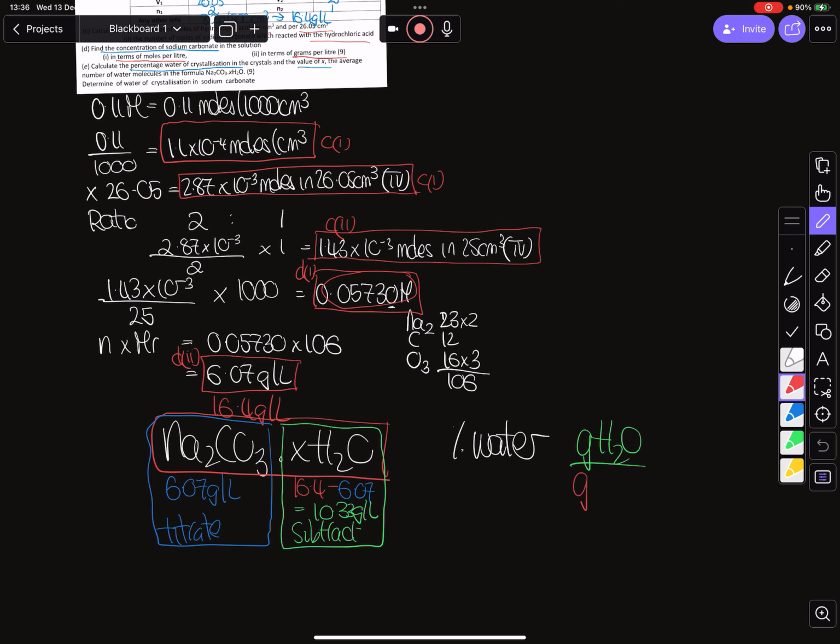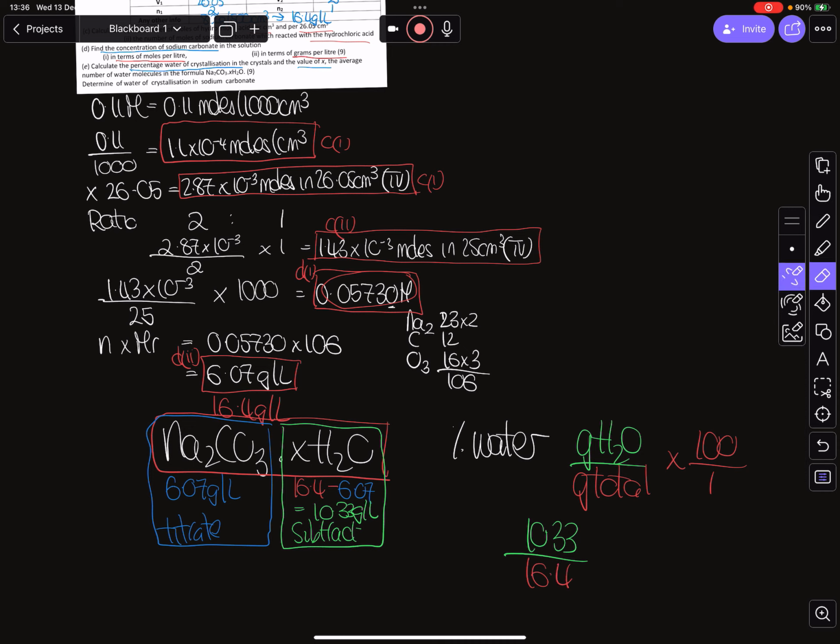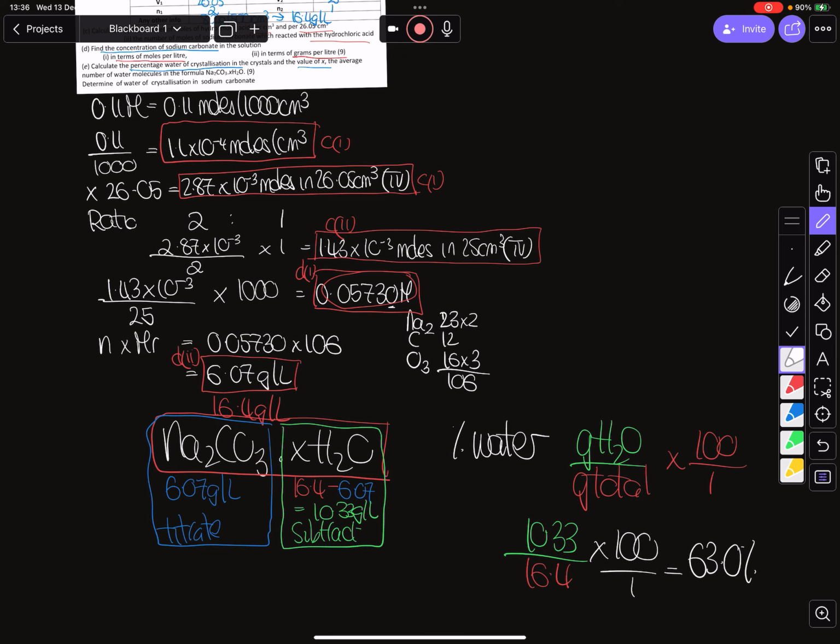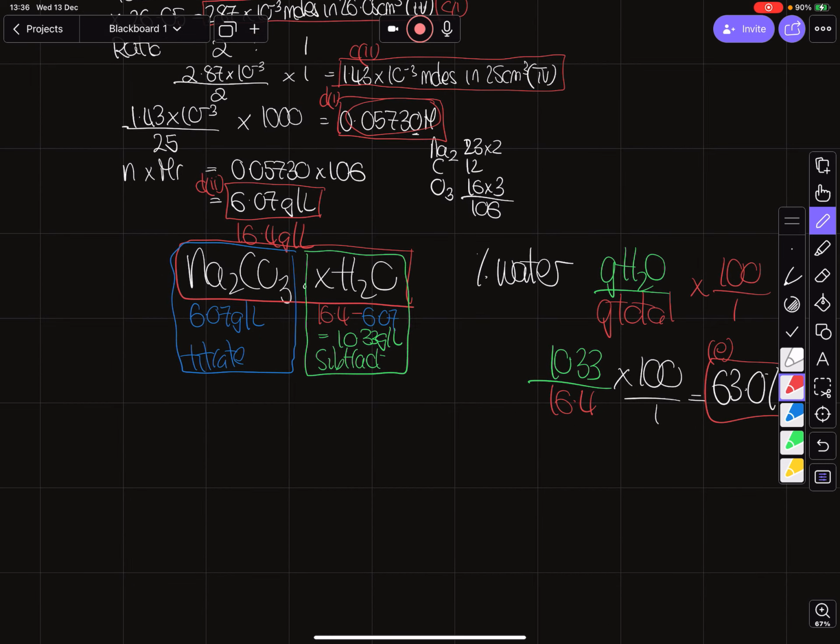Okay, so to figure out percentage of water, we need to work out our grams of water, and we're going to put that over our grams of our total, and we're going to multiply it by 100 over 1. So when we do this, we're getting 10.33. We're dividing it by our 16.4 and multiplying it by 100 over 1. And when we do that, we're going to get 63.0%. So that's my first part of E.